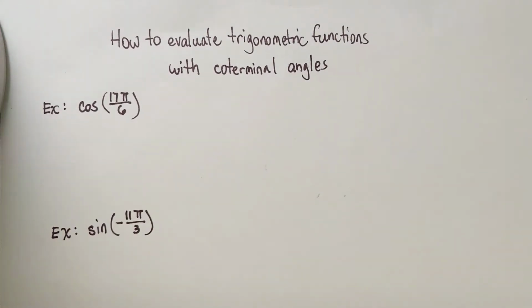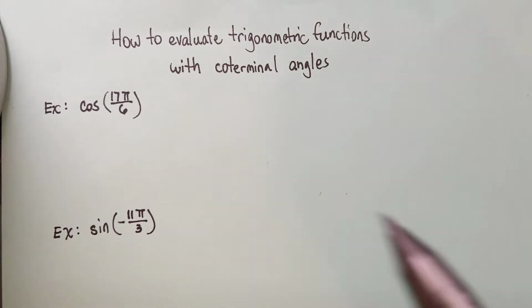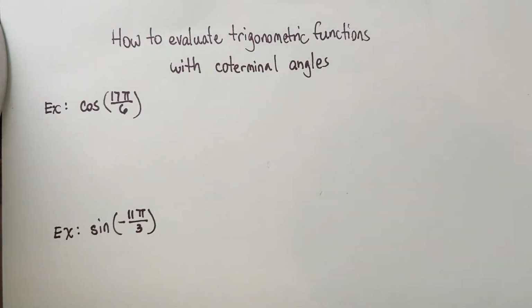Today we are going to talk about how to evaluate trigonometric functions with coterminal angles. We have two examples here. We'll focus on the first example right now: 17 pi over 6 radians. It does not look like it's in the unit circle.